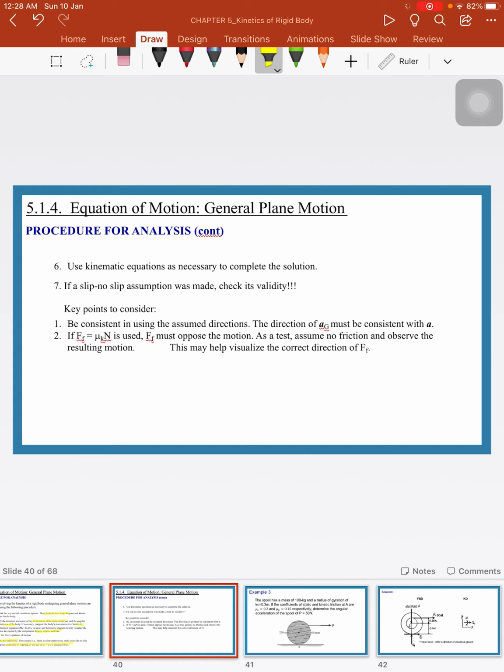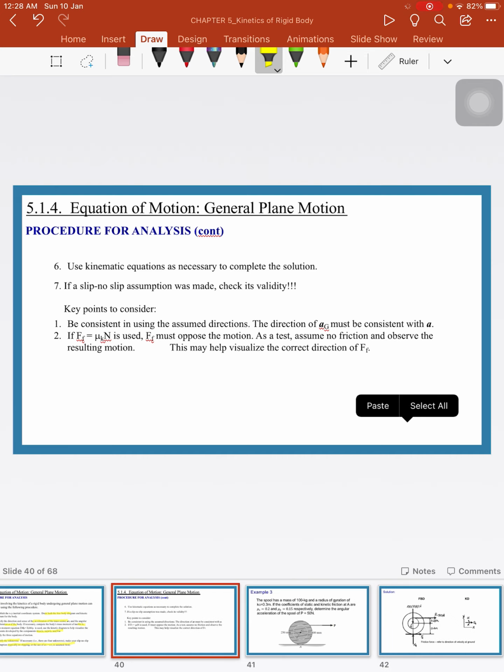Okay, key points to consider. Be consistent in using the assumed direction. The direction of Ag must be consistent with alpha. If Ff equal to mu k N is used, Ff must oppose the motion. As a test, assume no friction and observe the resulting motion. This may help visualize the correct direction of Ff.